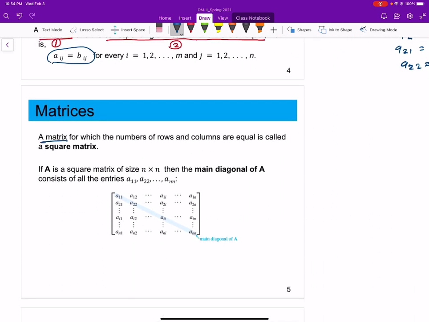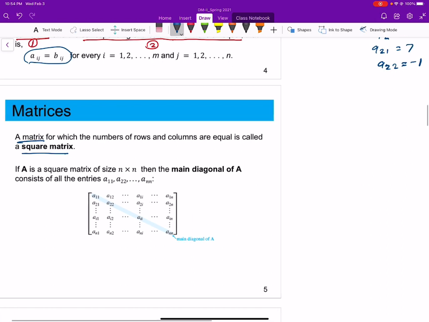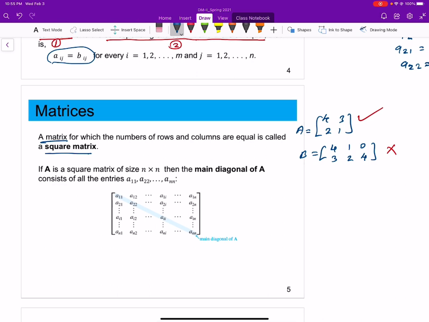A matrix of which the number of rows and columns are equal is called a square matrix. If it's a square matrix, the number of rows should be equal to the number of columns. So you could write A like 4, 3, 2, 1. This is a square matrix. If you write B as 4, 3, 1, 2, 0, 4, this is not a square matrix. You can see it has 3 columns and 2 rows. So one is a square matrix, the other one is not.